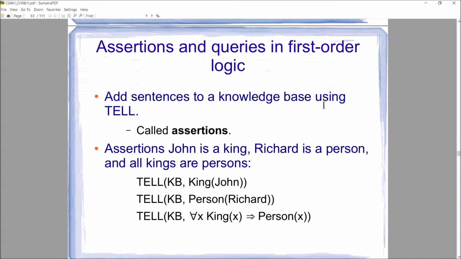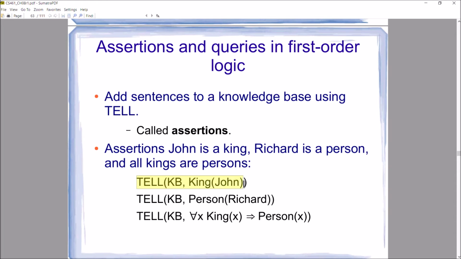What you have with knowledge bases is the ability to interact with the knowledge base using what's called a tell in the textbook, and these are often referred to as assertions. So you're making some assertions of facts, telling the knowledge base, hey, these are some things that you need to know. You might need to assert that John is a king, Richard is a person, all kings are persons. These are just things that you're letting the knowledge base know through an interface that the textbook refers to as tell.